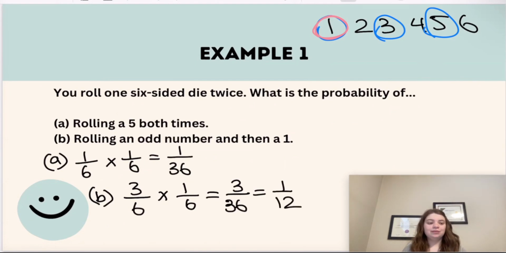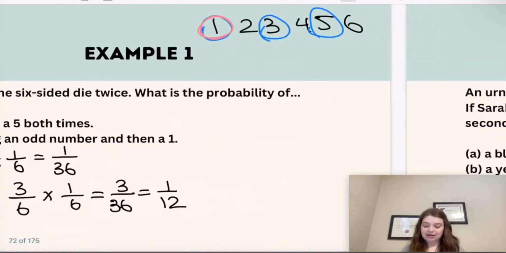Typically for probability, we don't care as much about reducing the fractions as we would in other topics, but it's still never a bad thing to reduce the fraction if we're able to. All right, let's try a second example.